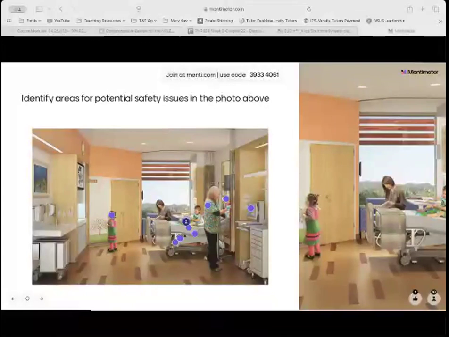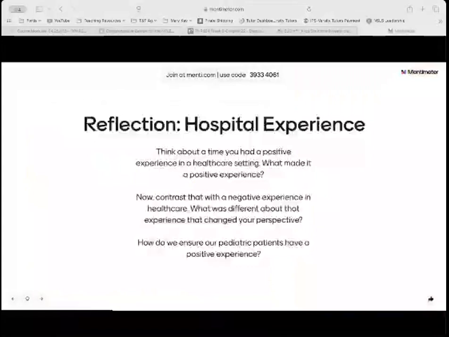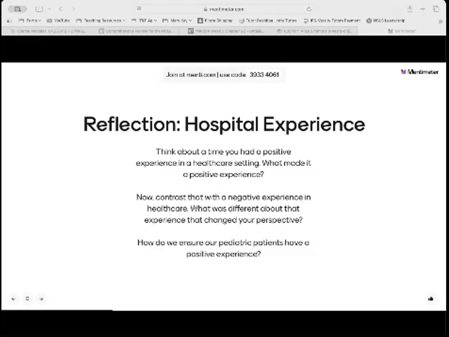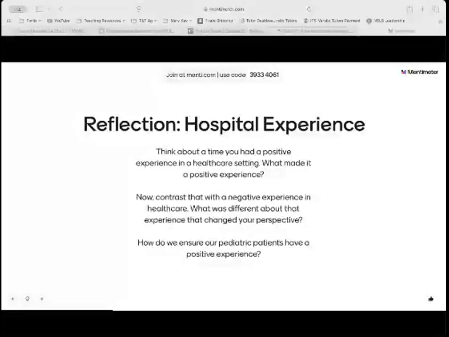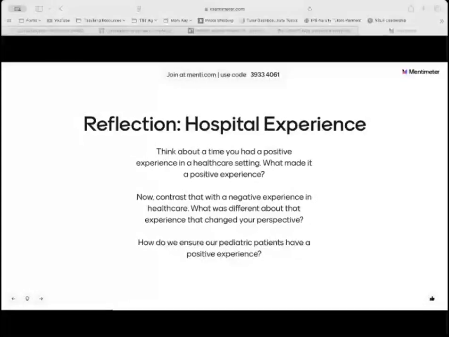So now I'm going to ask you to share a little bit here. We're going to think about hospital experiences. These can either be something that's happened to you personally, or these can be hypothetical situations. You don't have to share a lot of detail if you're not comfortable with that. But think about a time that you had a positive hospital experience. What about that experience made it a really good encounter? And it can be any type of medical experience.